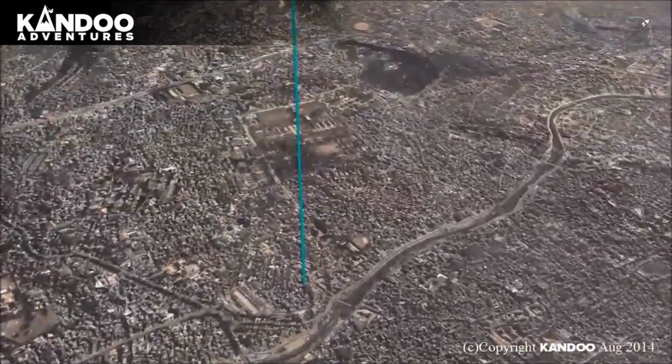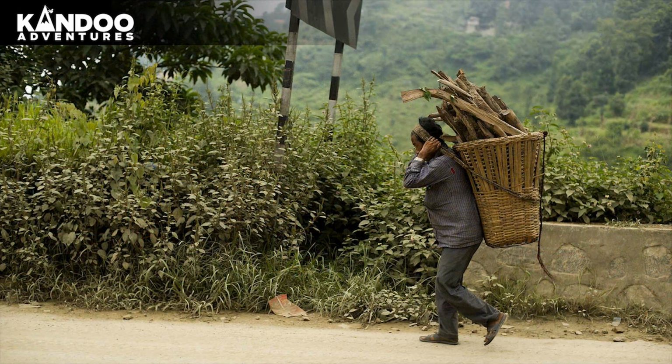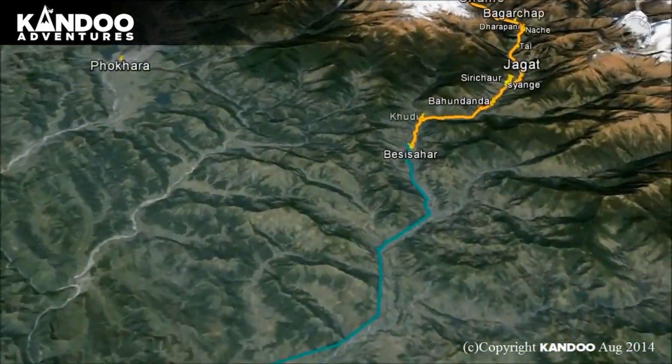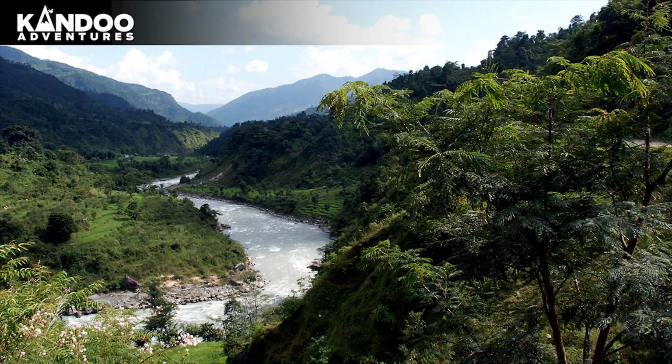Day 2. Drive to Besisahar. You begin this trip driving along the Kathmandu-Pokhara highway to Dumre and then following the rough route by Marsya River. After 6 hours you finally reach Besisahar, the capital of Lamjung district.